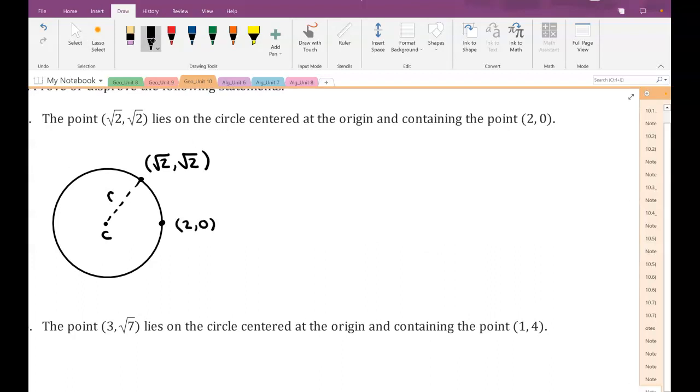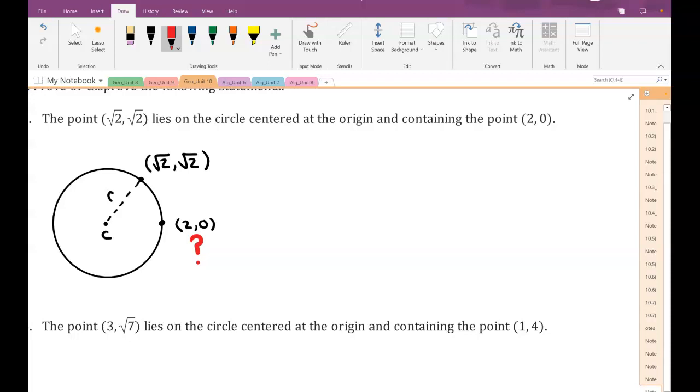We don't know if that's actually on our circle or not. So that's why I'm going to put a question mark here. That's what we're trying to figure out. Is this point a part of this circle? To figure out whether it is a part of the circle, the distance from the center to square root of 2 has to be the same from the center to 2 comma 0. We're checking to see that both of these have length R.